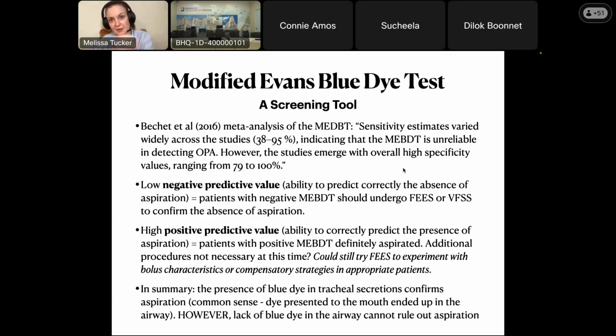If they still fail, I would probably wait longer. But you're waiting for them to just pass that test so that you can move on to another method of examination. I know that FEES is not possible everywhere and in every situation, but the best practice in the literature is that a patient who passes the blue dye test should go on to have another study like a FEES done to confirm the absence of aspiration. Does that answer the question?